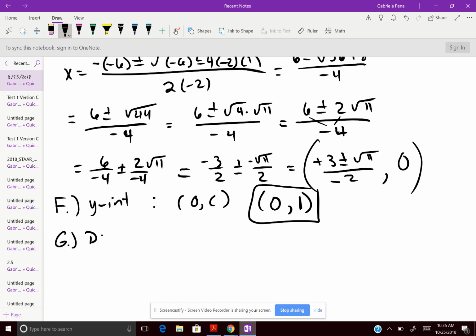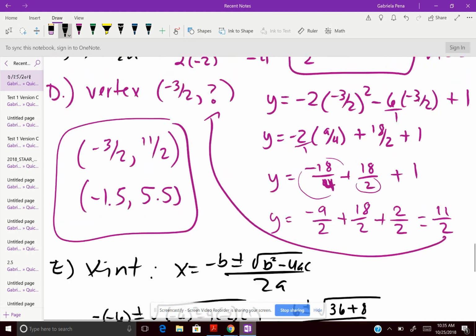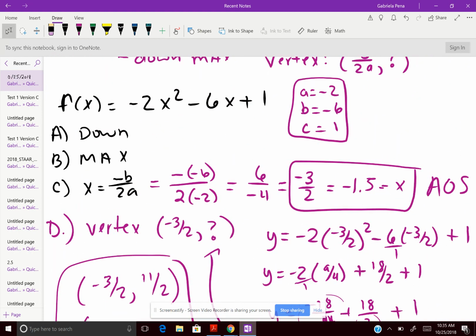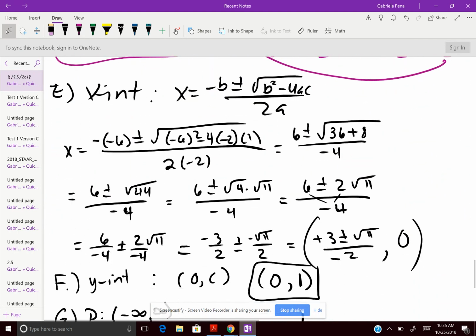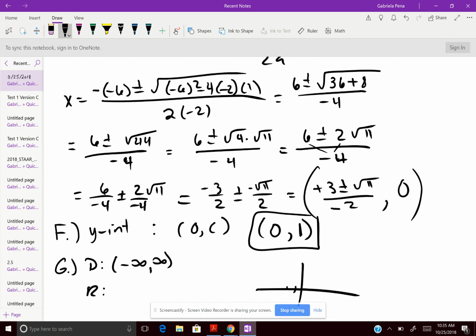Domain, obviously, is negative infinity to infinity. My range, well, I need to kind of imagine what we're talking about. Where was the vertex? Negative 1.5 and a positive 5.5, which is up here.